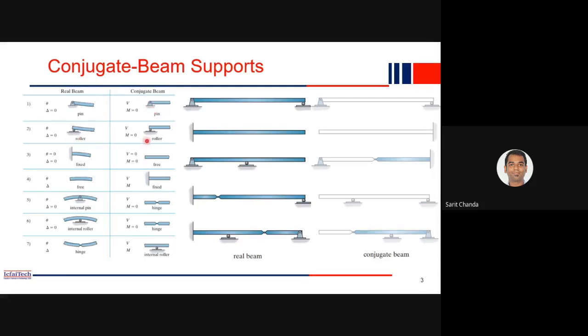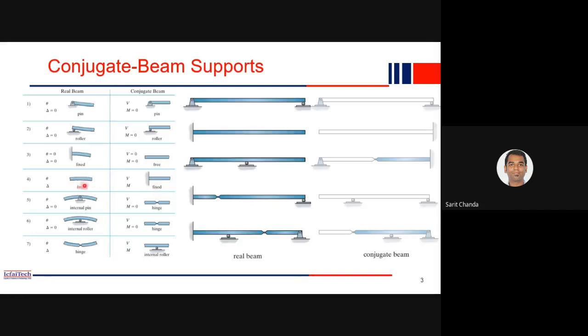Similarly, roller support also has no change in the conjugate beam, but the fixed support does. This is a real beam with fixed support. Fixed support has zero slope and zero deflection. But in the conjugate beam, it will be free. If it is fixed in the real beam, then in the conjugate beam that end will be free. There won't be any support. Similarly, if it is a free end in the real beam, then in the conjugate beam it will be a fixed end. So these are the conversions: what the real beam is and what the support will be in the conjugate beam.